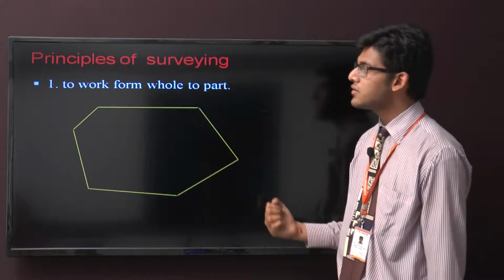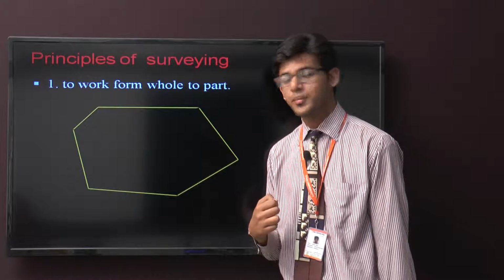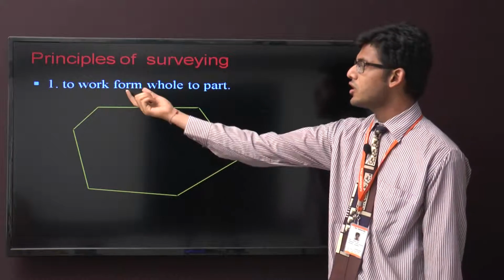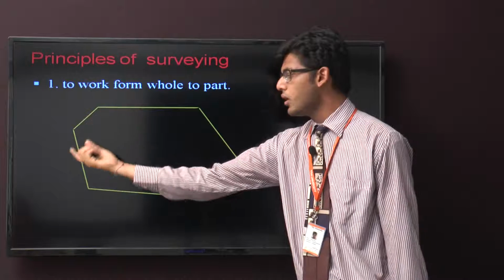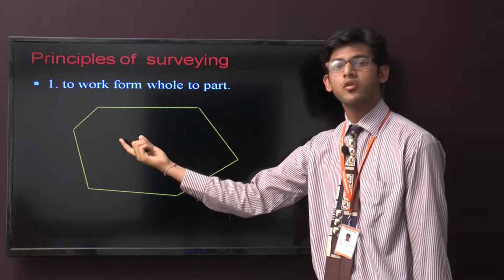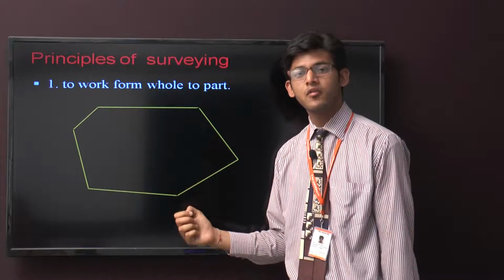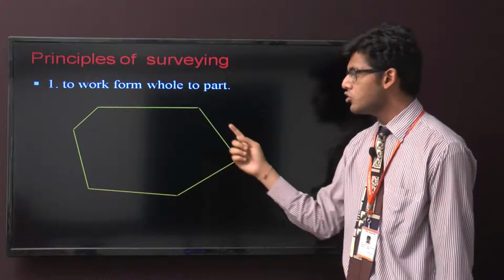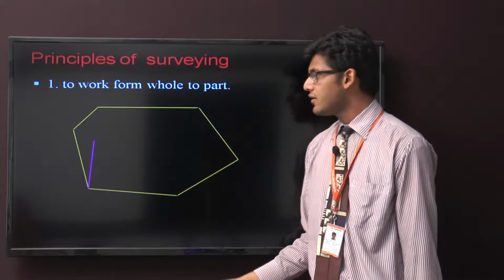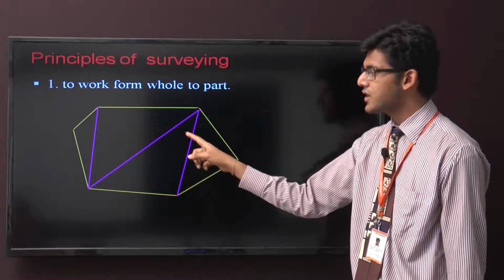Next, the principles of surveying: how surveying is done in general practice. The first point is to work from whole to part. You have some whole boundary, like this is your land and this is the boundary of your land. Now how will you measure the area? How will you measure the volume of that land? So you have to make some parts of this land like this.